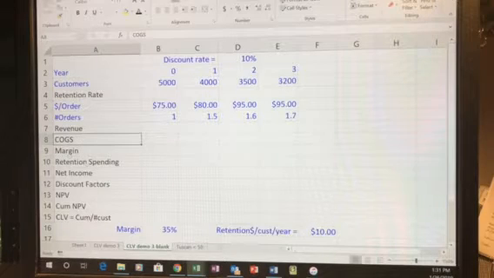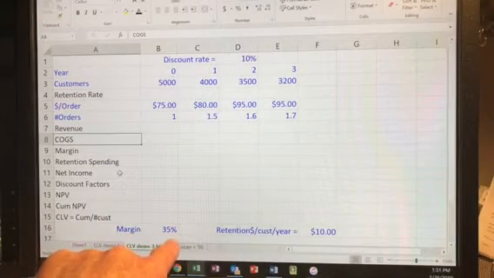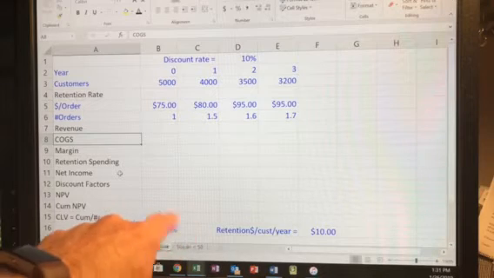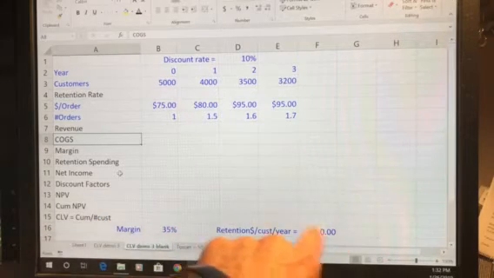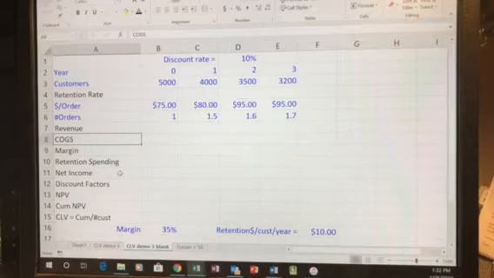So with that much information, let me touch on a couple of little things. You can see the margin down here on sales. This is like your gross margin. And we're going to have some retention spending per customer per year. Maybe we're mailing them a catalog or a customized direct mail piece, or maybe we're doing that 3 or 4 times a year. So that's going to run into some money per year on retention spending. So let's go ahead and put in some other numbers and see how this starts to look.